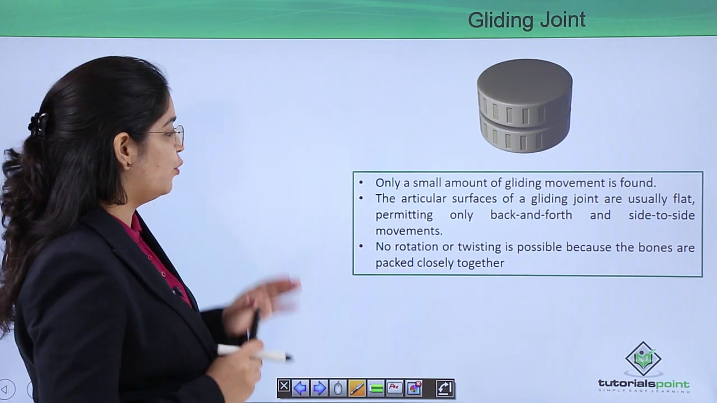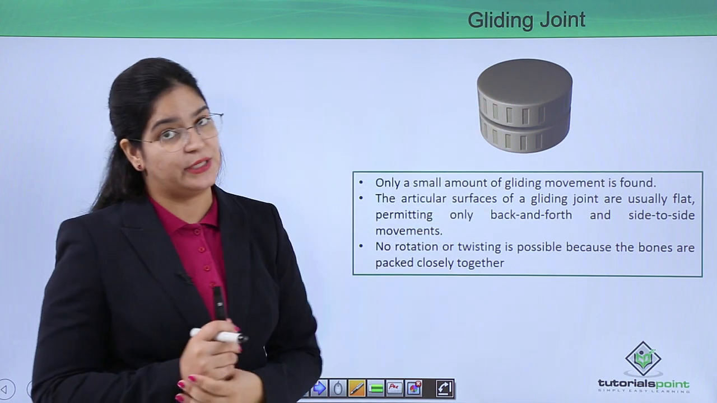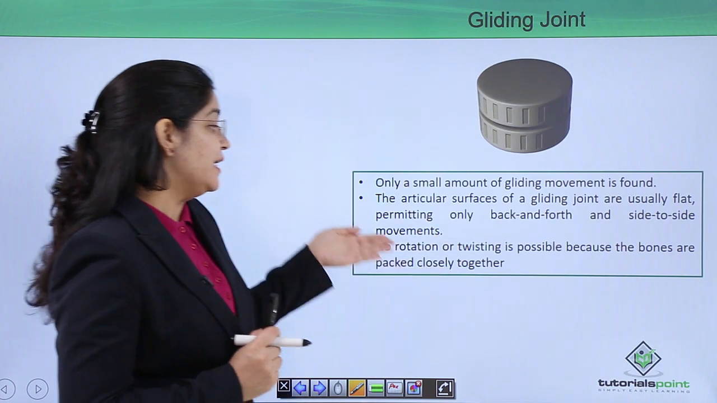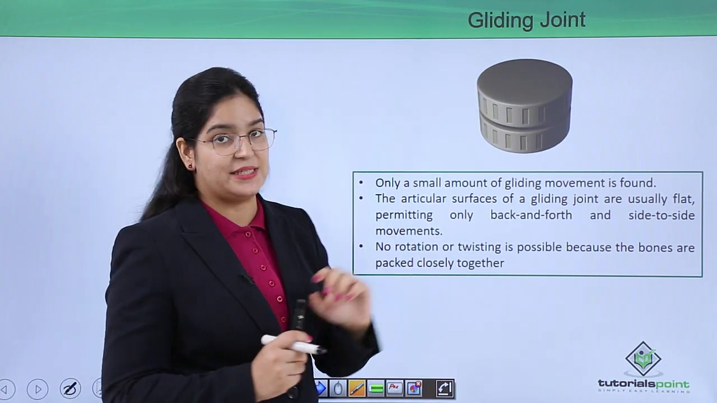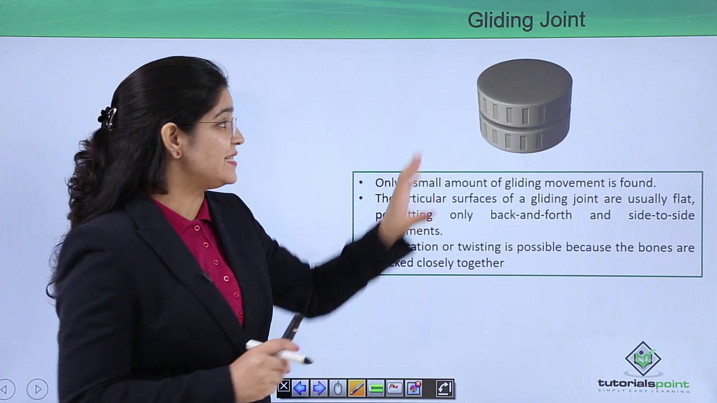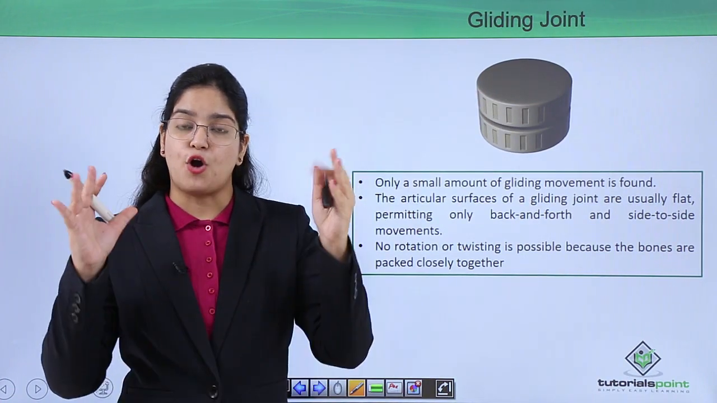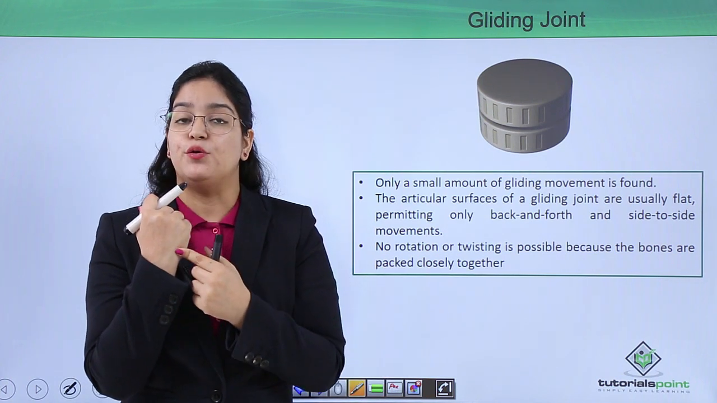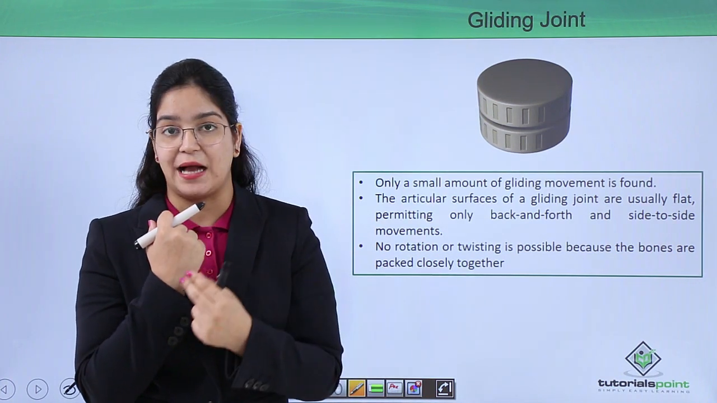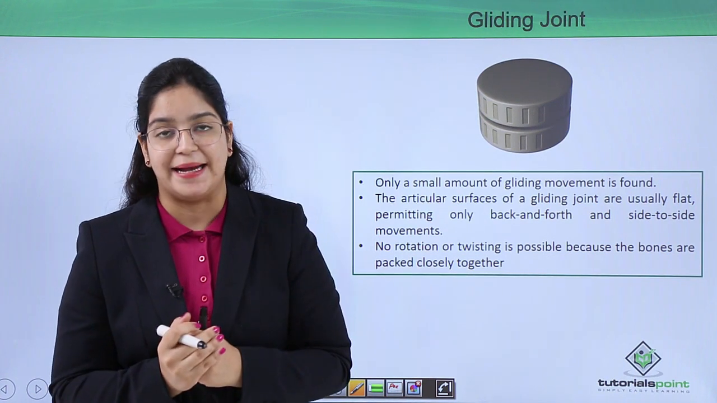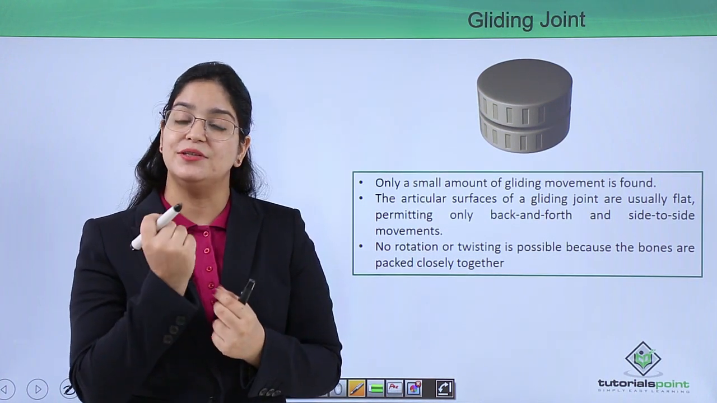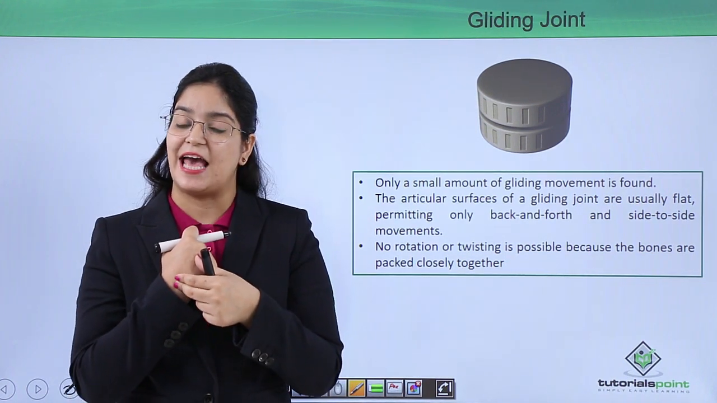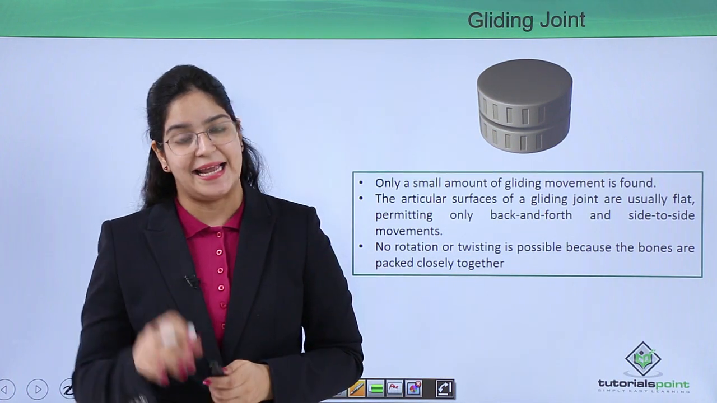Now let's see more. It is present between two flat bones. The movement is side to side and back and forth. They cannot show rotation, and twisting is not possible as they are mainly present in compact, packed bones like our metacarpals. We know we have different types of bones in our metacarpals and they are closely packed, hence they do not show a larger movement. They simply show a simple movement. That is why they have the simplest joint, that is the gliding joint.